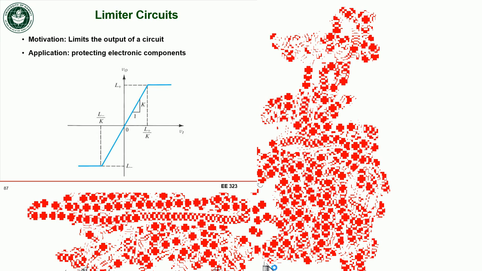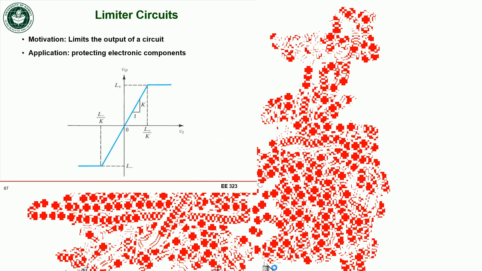This is what the output of a voltage limited circuit looks like. So the y-axis is the output, the x-axis is the input, and within whatever voltage range you're trying to achieve, the output will just be equal to the input. That's what this curve is showing.